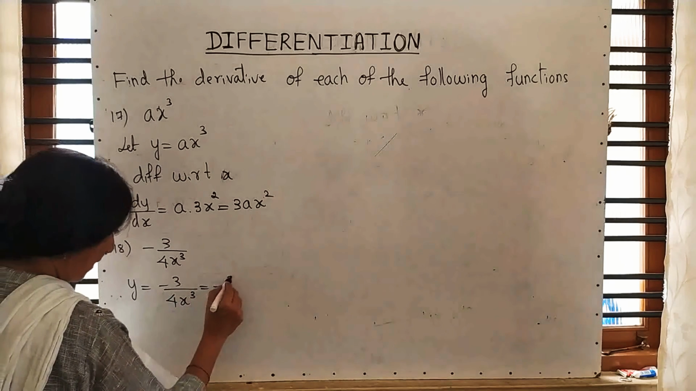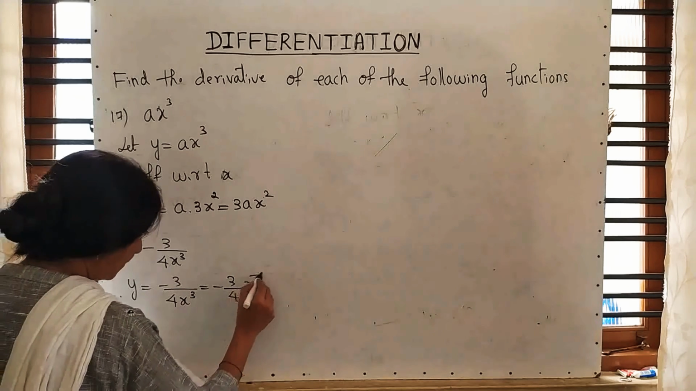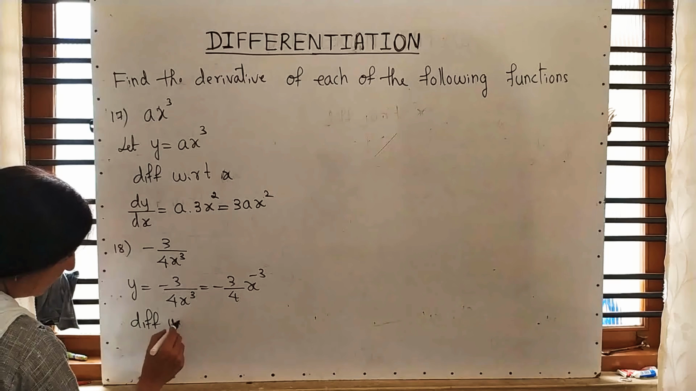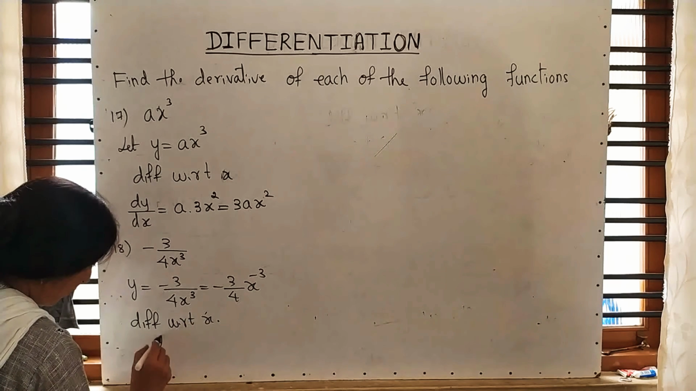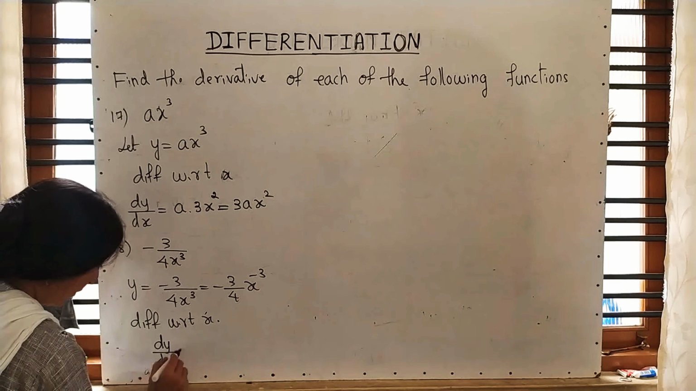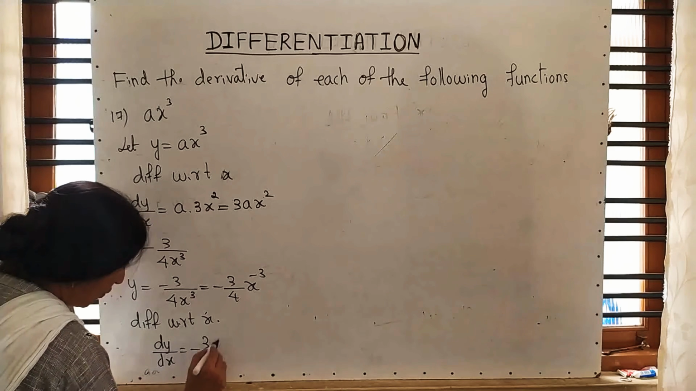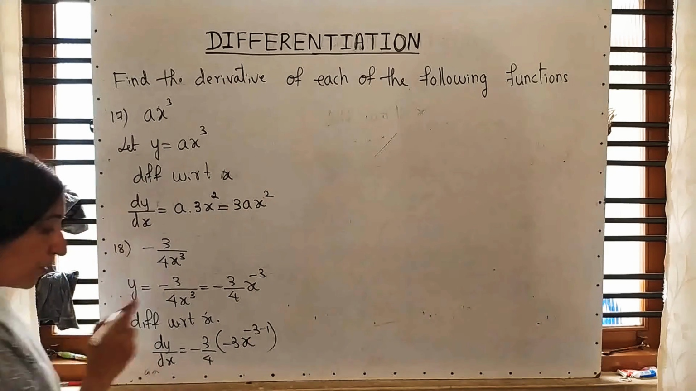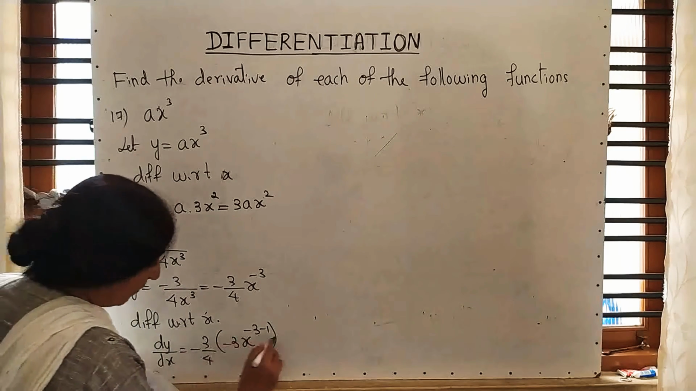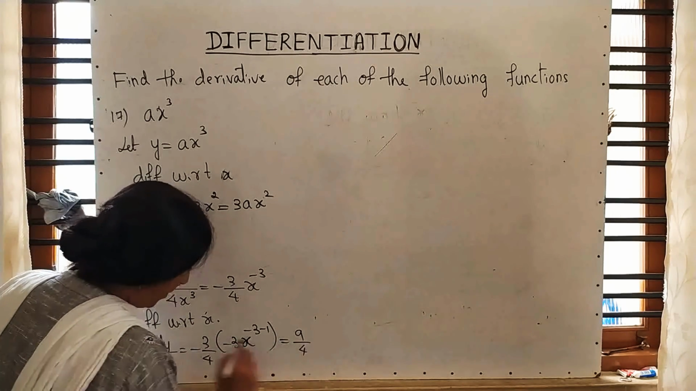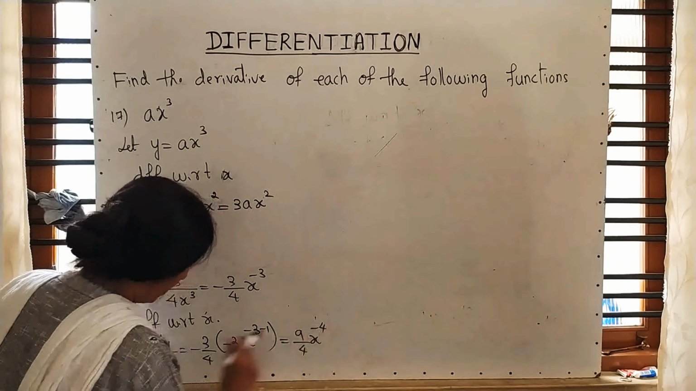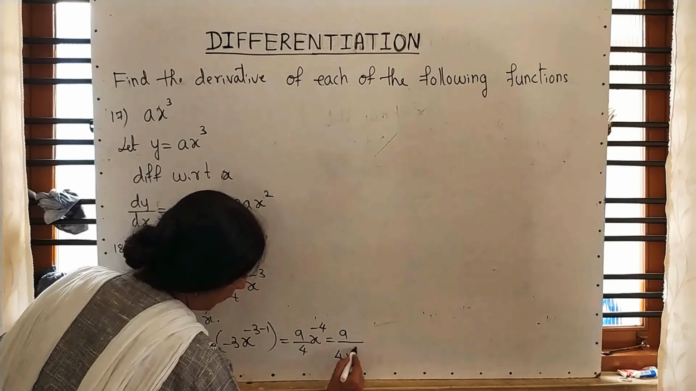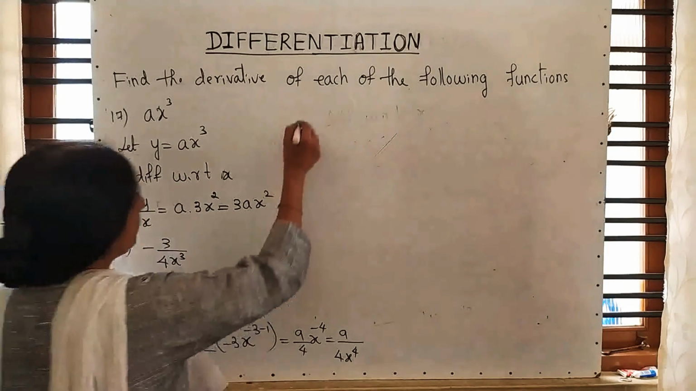This will be written as, differentiating with respect to x. Minus 3 by 4 constant, minus 3x to the power minus 3 minus 1. Because it is negative, I wrote it here. And multiply this. It is 9 by 4 x to the power minus 4. This minus and this minus becomes plus. It is 9 by 4 x to the power 4.